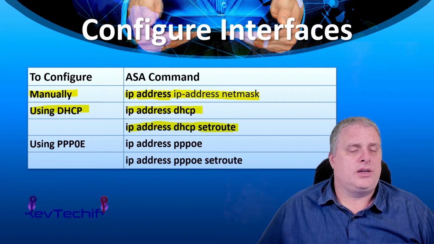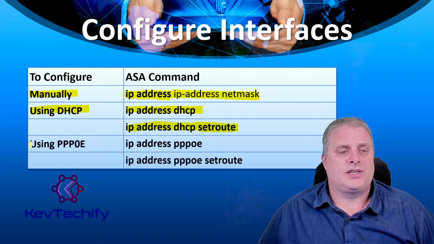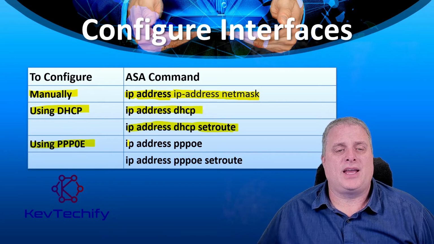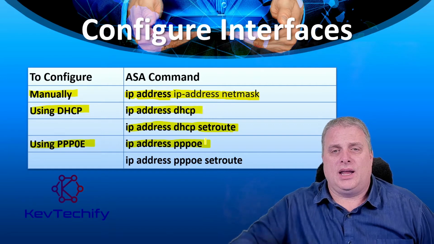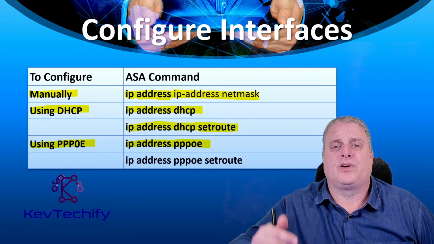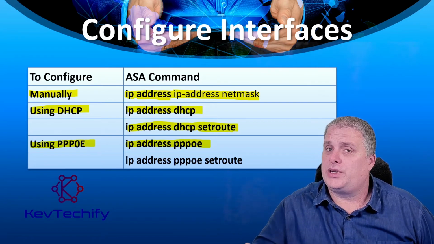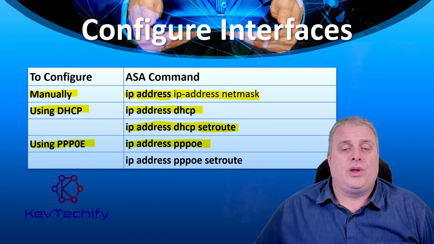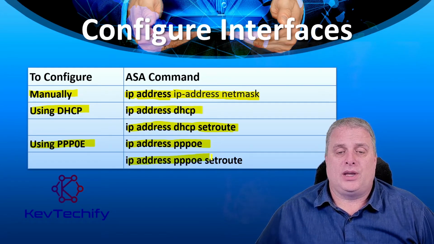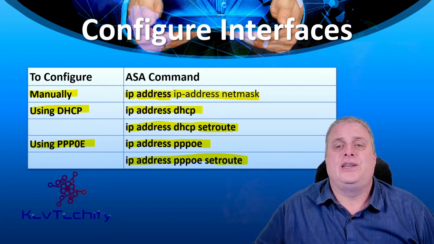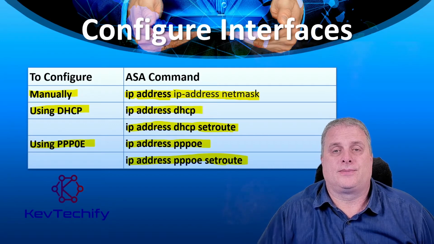And then the third way to configure an IP address on our interfaces is using PPPoE. The command for that is ip address pppoe. And this is an interface configuration mode that requests an IP address from the upstream device. Sounds similar to DHCP, but it is a different protocol. And along with that, we also have the ip address pppoe setroute. It's the same command, but it also requests and installs a default route to the upstream device.